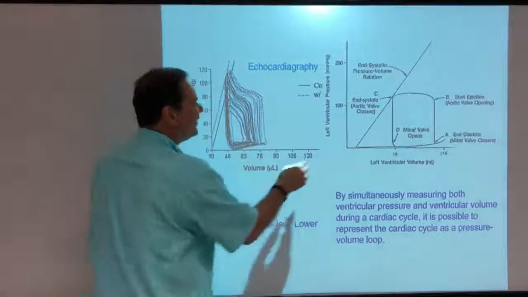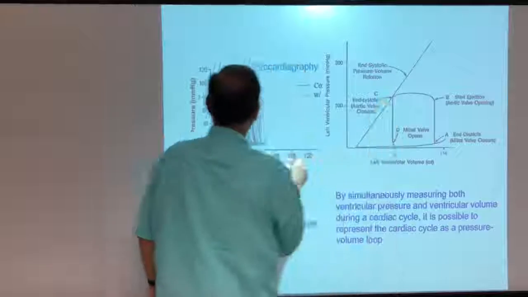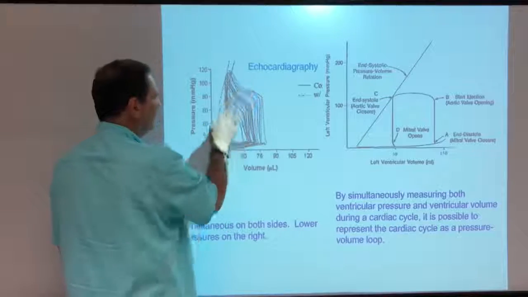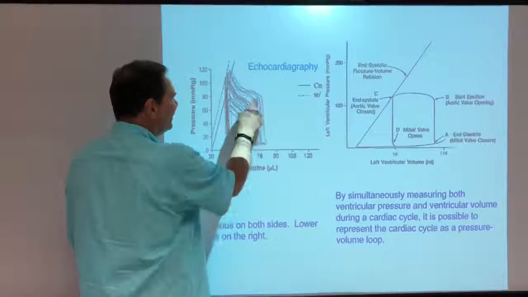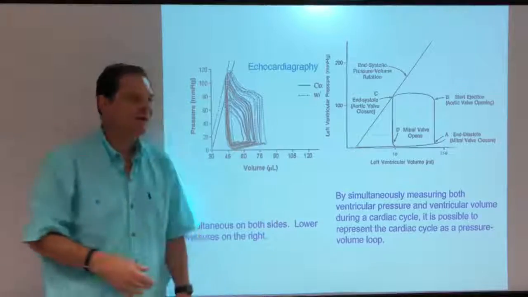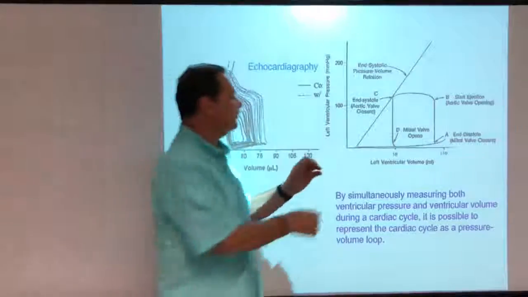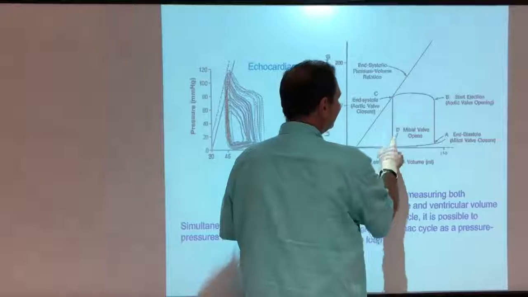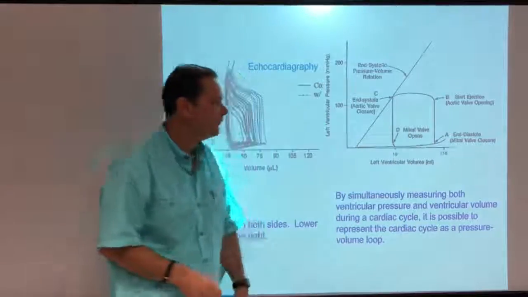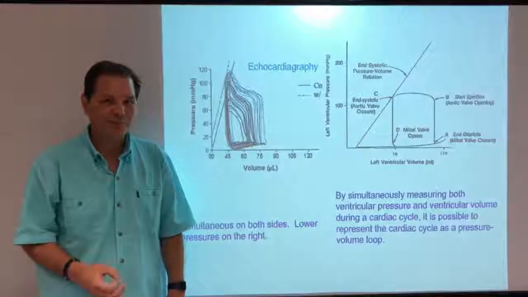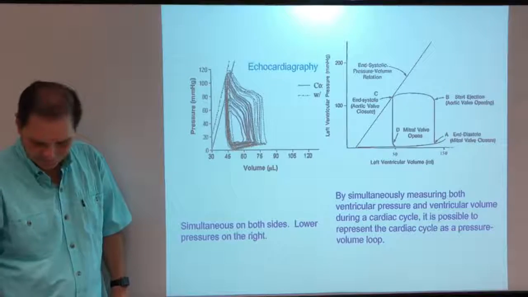So what you end up with is not one stereotypical loop. You end up with a series of loops that you see here. And that's why you see a bunch of these dashed lines. It's because these loops vary from beat to beat, okay, with the preload. I'll show you that in a second.